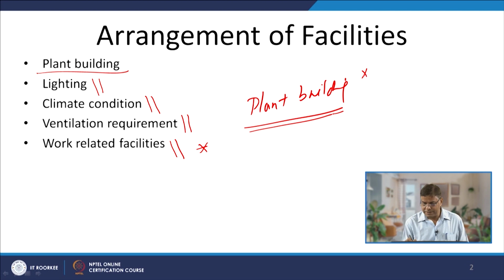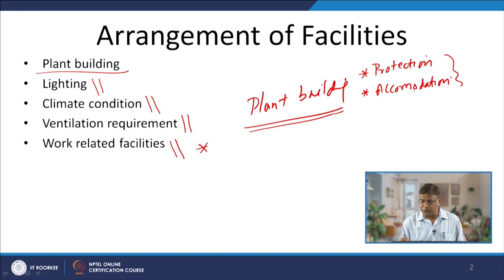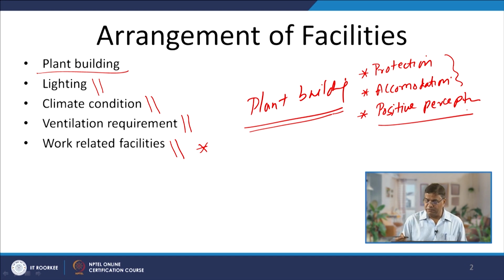The main purpose is that it provides protection to the various resources in the form of men, material, machines, workers and other resources, and it also accommodates all these resources. So, protection as well as accommodation of the various resources is made possible through the plant building. At the same time, a very grand, good-looking building helps to create a very positive perception among the users about the kind of company or manufacturing unit it is. So, the perception is also influenced by the kind of plant building which is there.